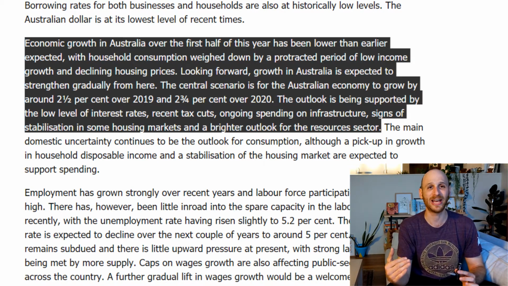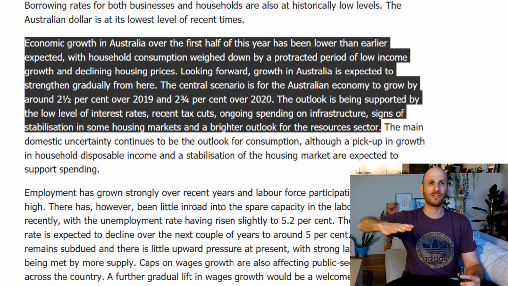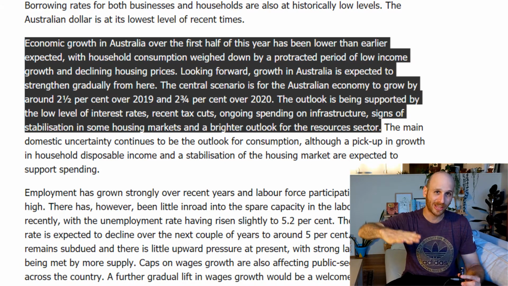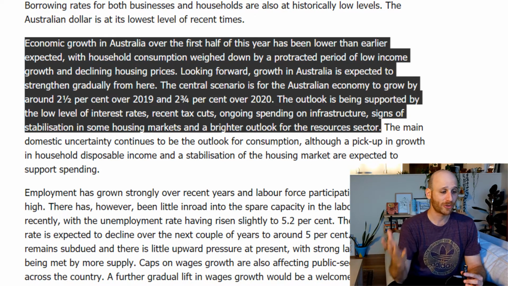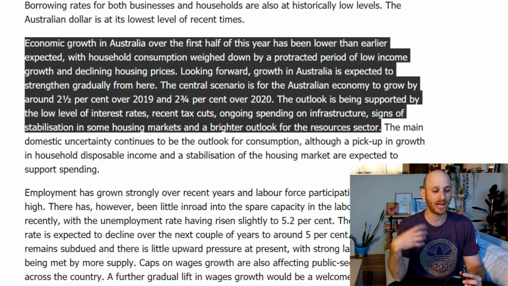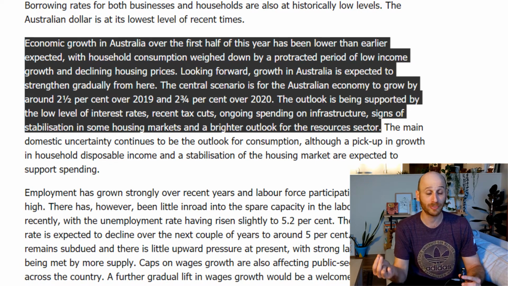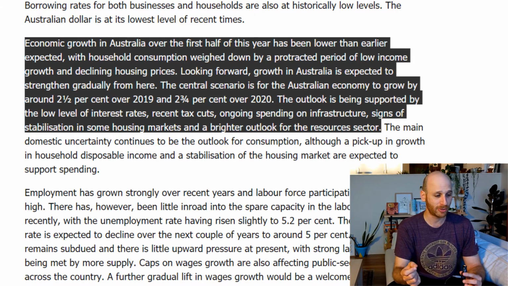If something is weighed down, it's like it's got a weight on top of it. So it's making it sink lower than it ordinarily would have been. So we can see here that household consumption is weighed down by a protracted period, so a long period of low income growth and declining house prices.